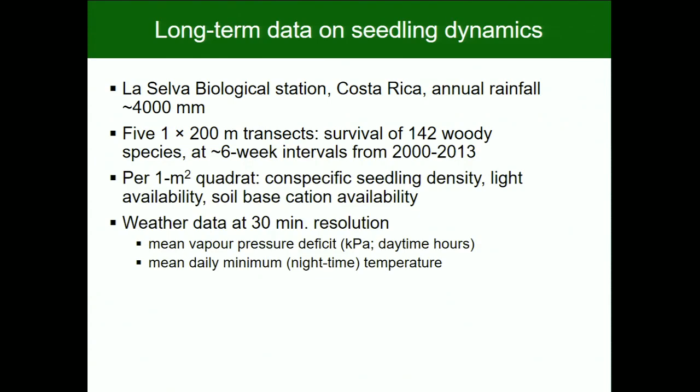The advantage of La Selva is that it has a weather station, which has recorded weather data every 30 minutes over the whole study period. So in that sense, we could quantify the climate variables over 6 week intervals. Here we focus on vapor pressure deficit. If you have a higher vapor pressure deficit, trees and plants are expected to experience higher water stress, drought stress. And we focused on the mean nighttime temperature.